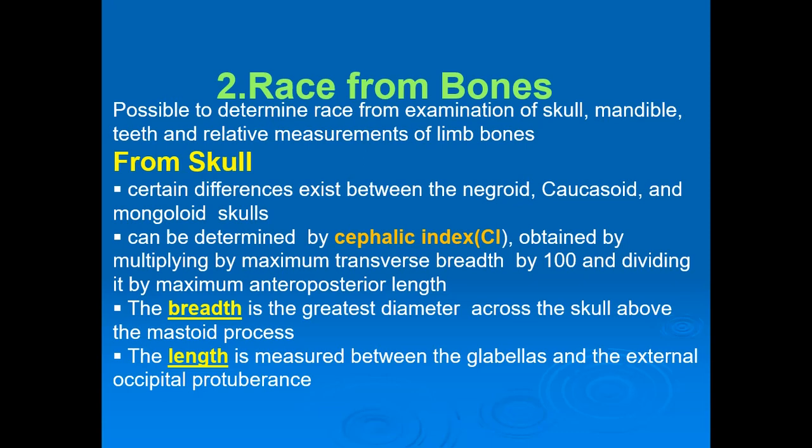The breadth of skull is the greatest diameter across the skull above the mastoid process. That is the anatomical landmark where you can get maximum breadth. And how is length of skull measured? It is between the glabella and the external occipital protuberance. So the distance between glabella and the external occipital protuberance will give you the length of the skull.